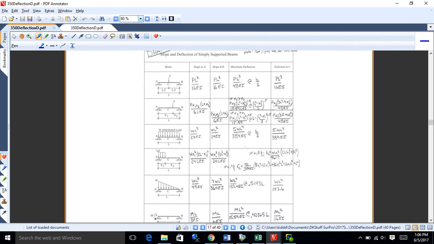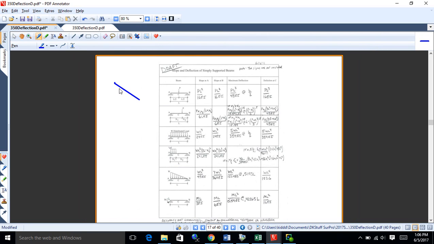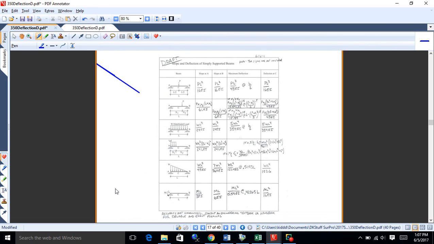So I've just handed them out here in class. So I think everybody has a copy. And they're available online too, in Moodle, I should say. Okay, so you could get them in Moodle under the downloads. They're deflection tables or something like that.